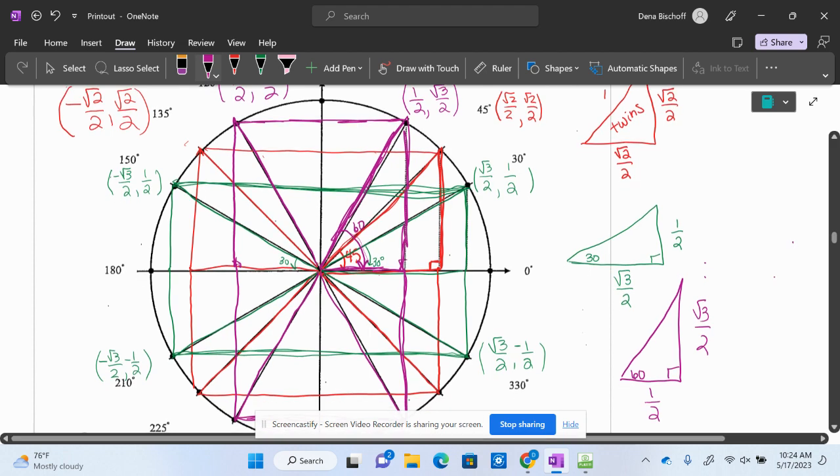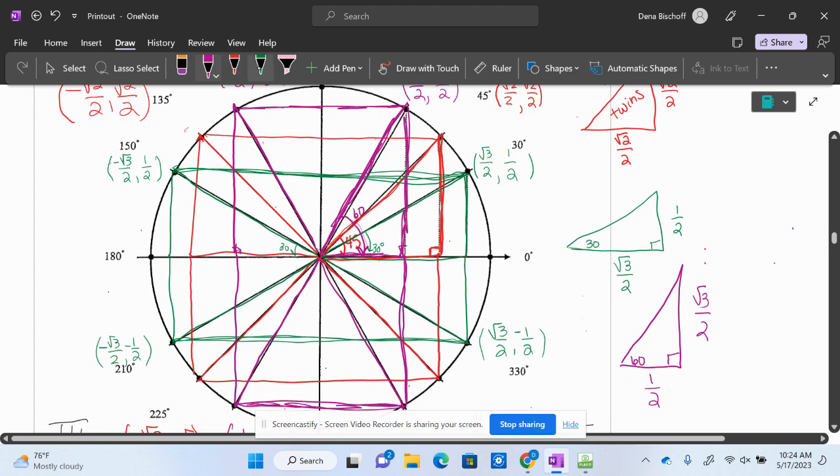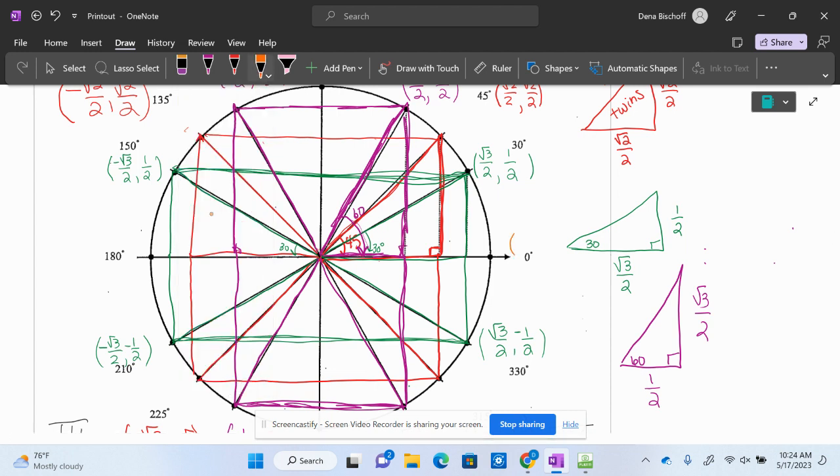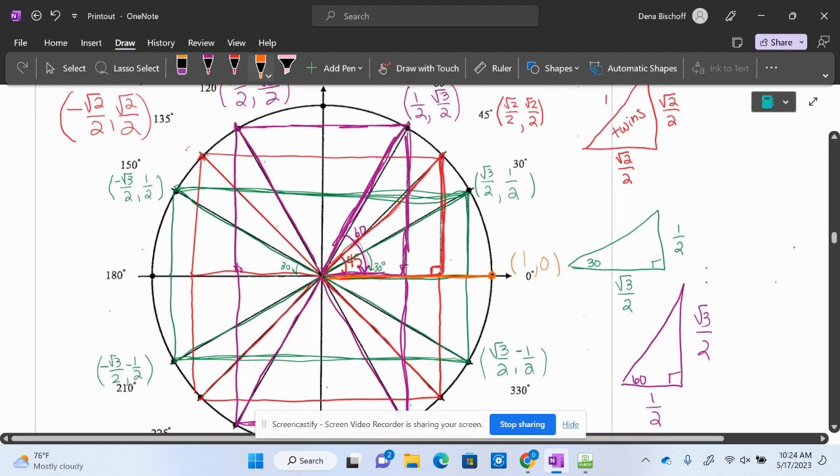So we did not label 0, 90, 180, or 270. And I just think it's kind of important that we do label those. So remember that here, the radius is 1 unit. So right here, this ordered pair, well, x is 1 and y is 0. X is 1 and y is 0.